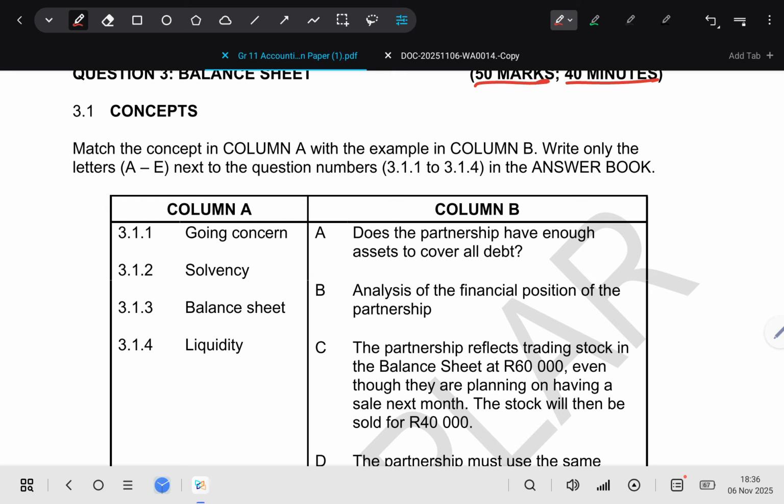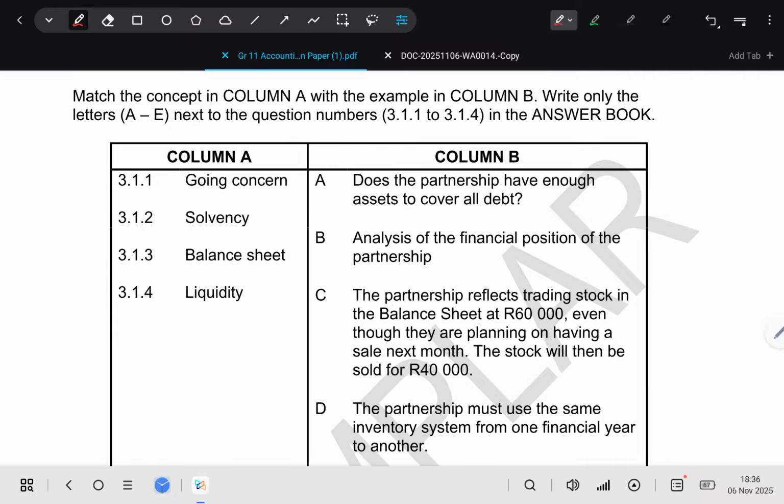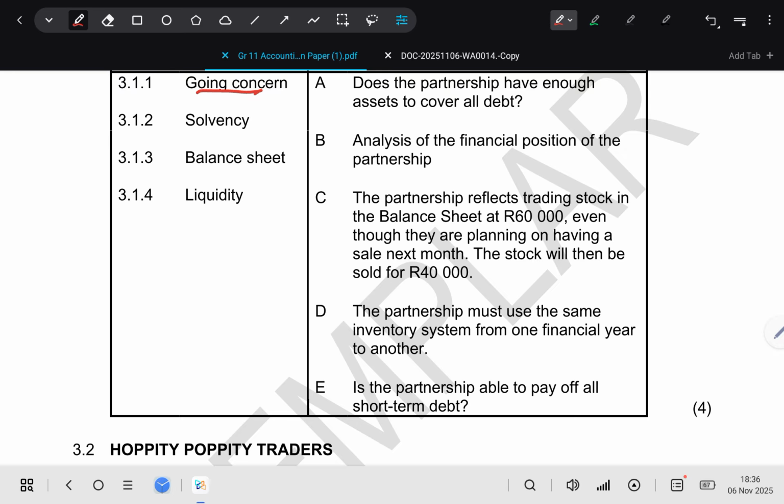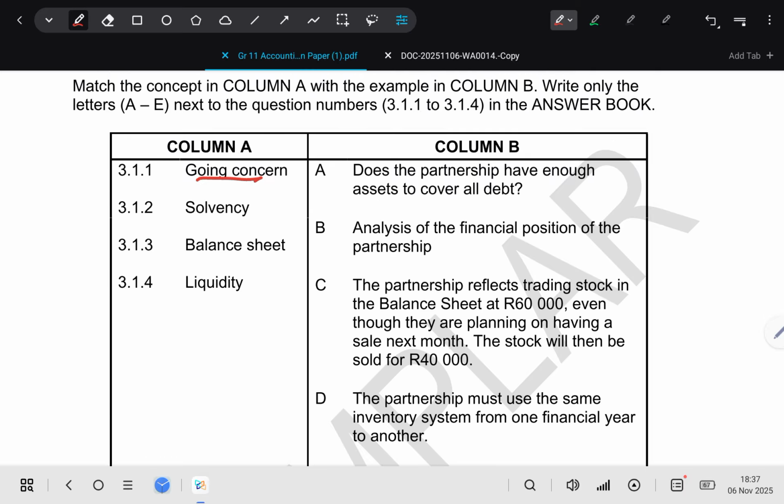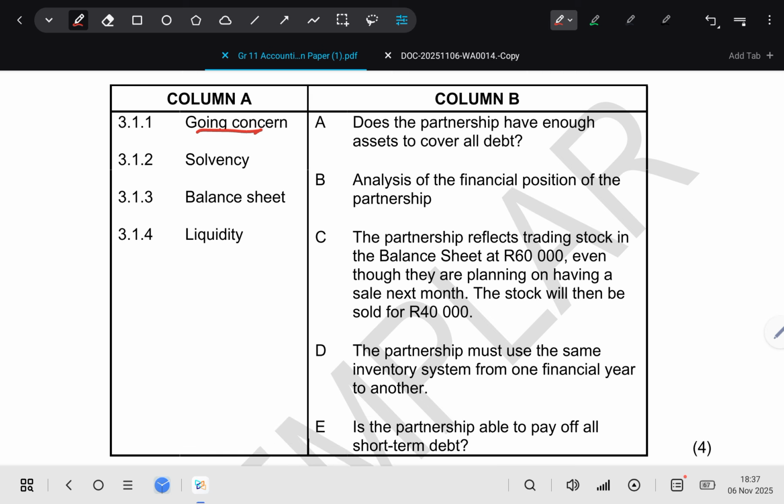So what we'll do, we will start with the concepts. These are the concepts that we are given, and these are the explanations that we have. So here we have going concern. Now remember, in terms of going concern, it speaks about the things that are going to happen in the future. For example, when we prepare our financial statements, we prepare keeping in mind that our business will continue to operate in the future.